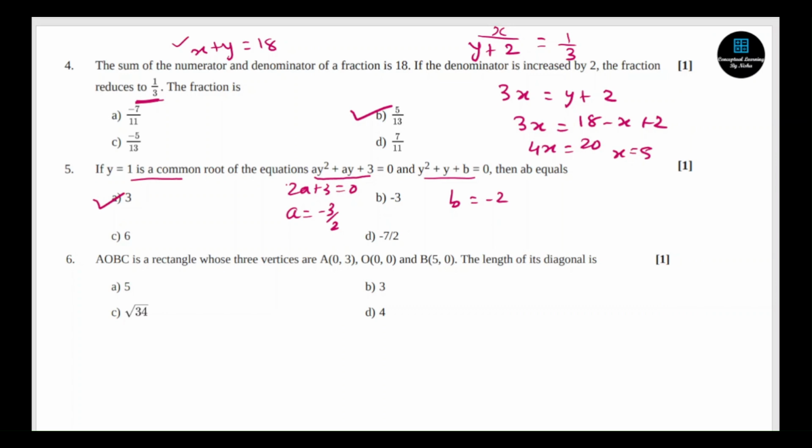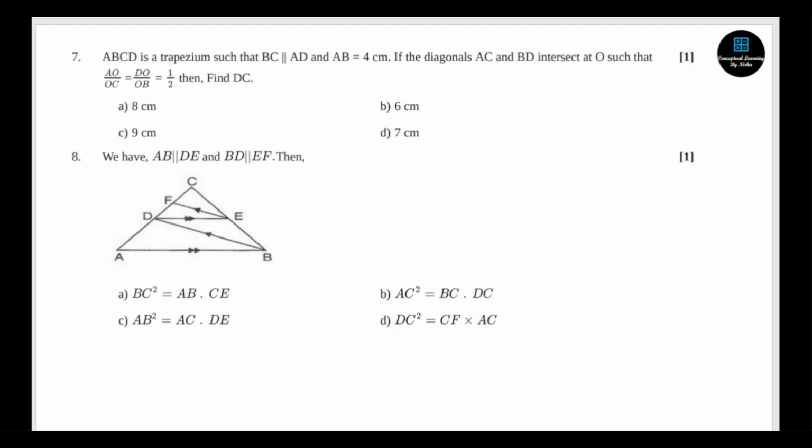Alright. Now AOBC is a rectangle whose 3 vertices are given. The length of the diagonal is? Alright. So if you think about this rectangle, AOBC, you have to think about the diagonal. For the diagonal of a rectangle, you can use the distance formula between A and B. So you get the square root of (5 plus 5) square plus 3 square, so 25 plus 9.